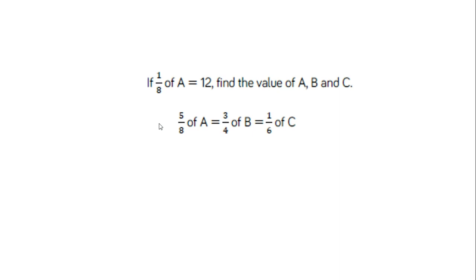Final problem of today, final problem of the week, and it's the weekend. Now this sounds tricky. It's not too bad, don't panic. Well done for getting this far. If you're still with me, great job. It says if 1/8 of A is 12, find the value of A, B and C. Okay, not too bad. 5/8 of A equals 3/4 of B equals 1/6 of C. Now don't panic, that sounds a bit strange.